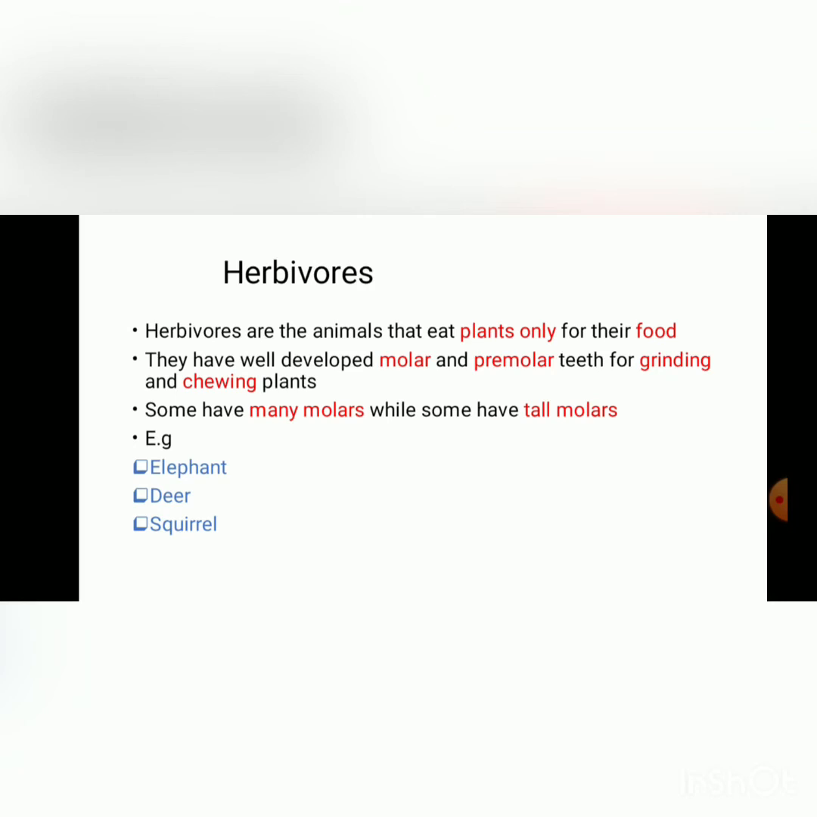Some have many molars while some have tall molars. So these are the characteristics of the herbivores, that the number of molar teeth is many or multiple in some animals, and others have the tall molars for the grinding and chewing of the plants. And herbivores include the animals like elephant, deer, squirrel, etc.